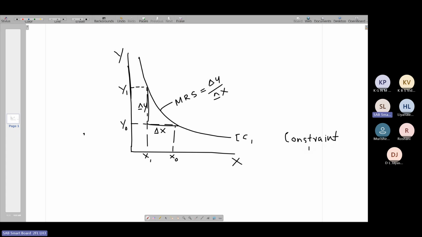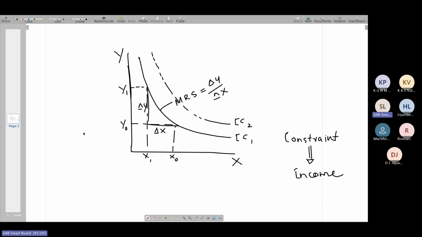So that is the main constraint, the income. We assume the consumer has a fixed income, a given level of income. Now a higher indifference curve explains a higher level of satisfaction. So if you take IC2, that explains a higher level of satisfaction, and the consumer can move to the higher level of satisfaction.